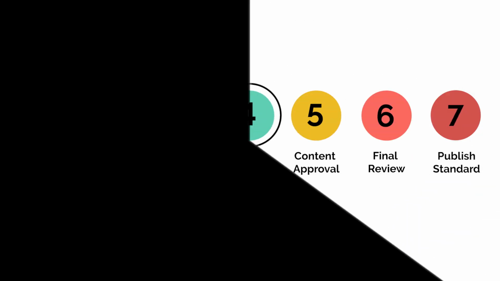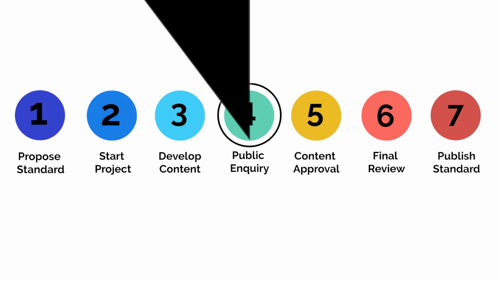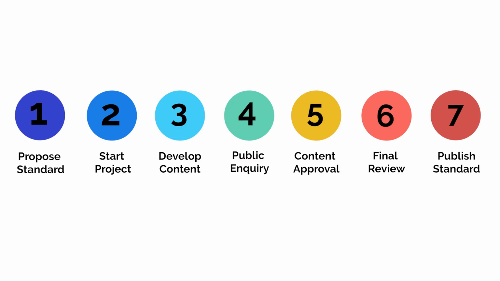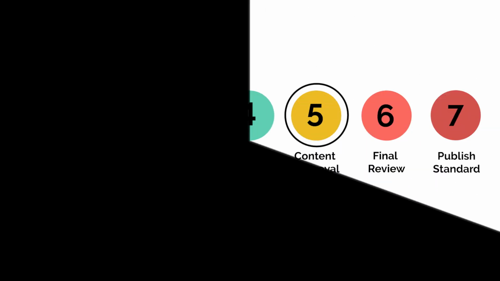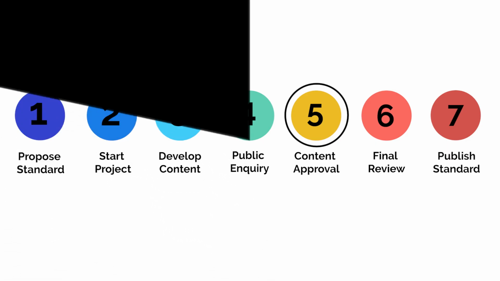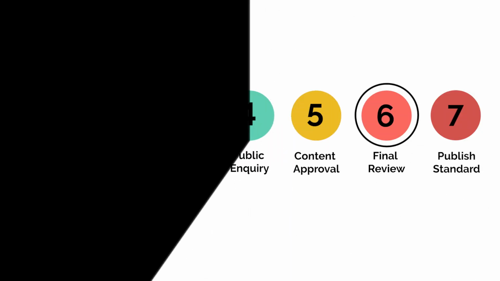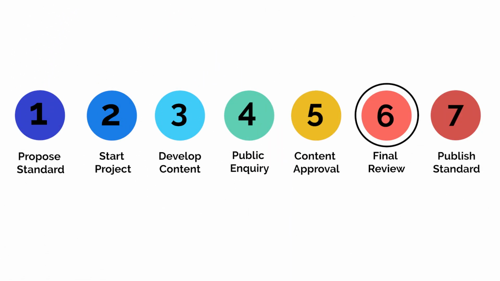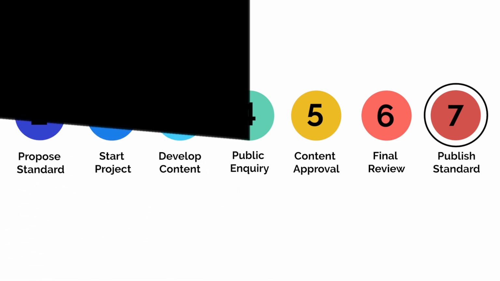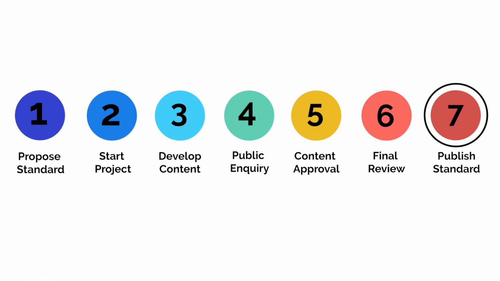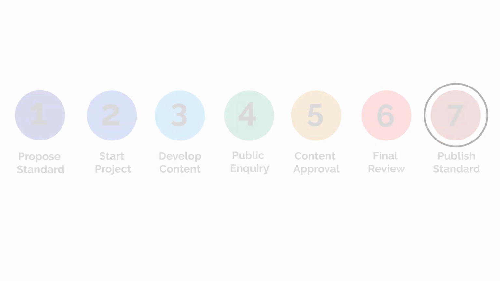Step 4 is public inquiry, where the standard draft is shared with the public for their feedback. Step 5 is content approval, where the technical committee finalizes the standard draft based on the feedback. Step 6 is the final review. Here the SDO reviews the revisions and approves the final draft. Lastly, Step 7 is to publish the standard. The final standard is published. Both French and English versions are required in Canada.